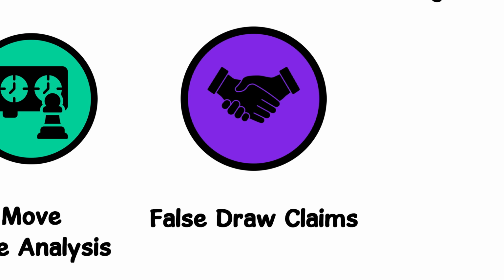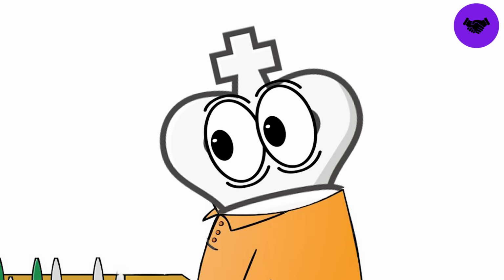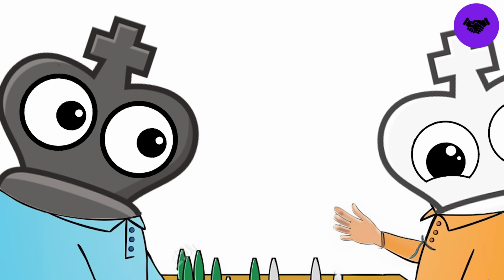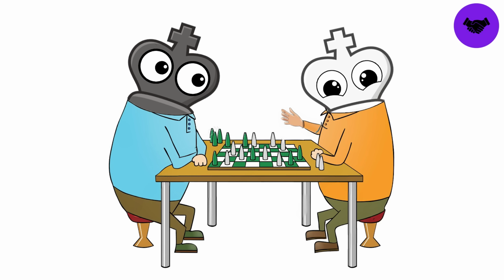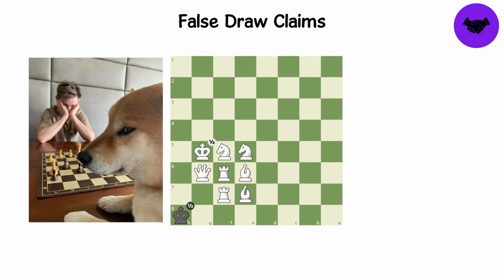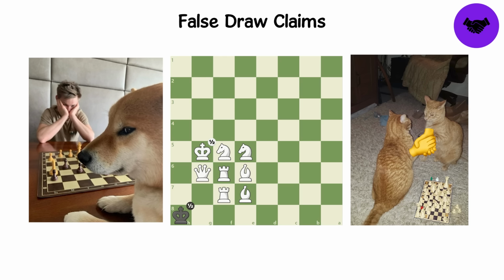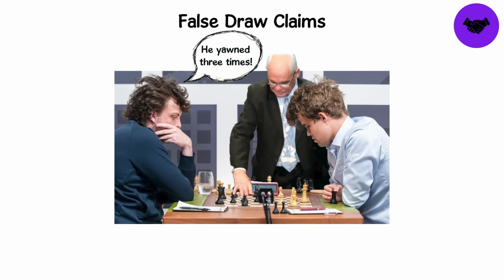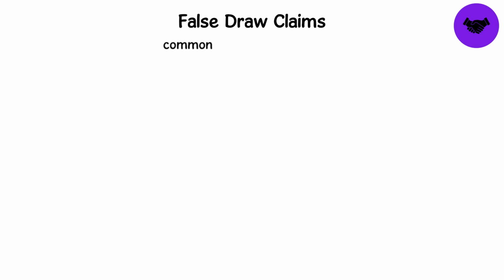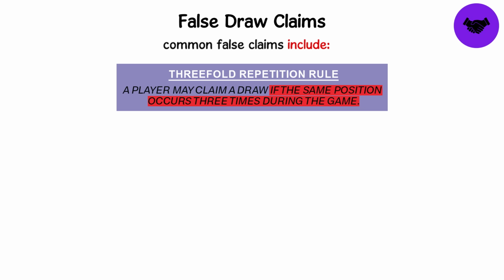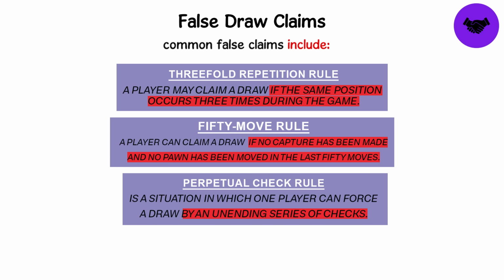False draw claims. Hey buddy, let's call it a draw. Seriously? I haven't even made the first move. In chess, there are specific conditions under which a game can end in a draw. Cheaters might falsely claim these conditions have been met to avoid a loss. Common false claims include the threefold repetition rule, the 50-move rule, and perpetual check.